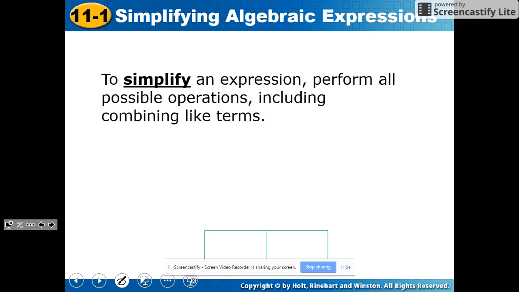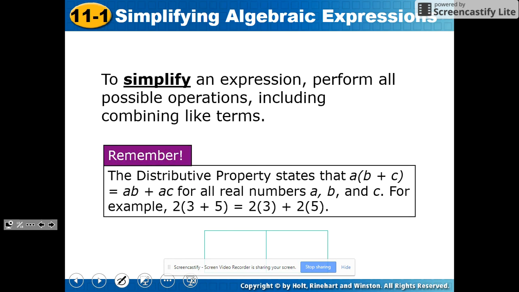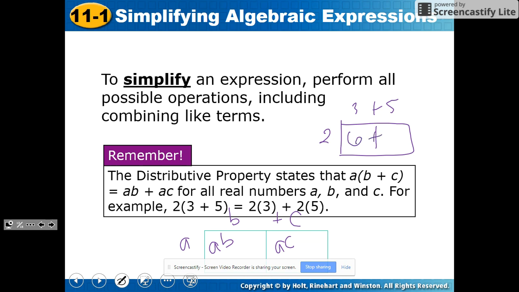Okay, so a definition we're going to write at the top of the page. To simplify an expression, perform all possible operations, including combining like terms, until you can't combine anymore. So this is kind of from yesterday. Remember that distributive property that states A times B plus C can be stated as A times B plus A times C. Or for this example, you could do 2 times 3 plus 5, and this is a review. So you do 2 times 3 here, and that's 6, plus 2 times 5 is 10.